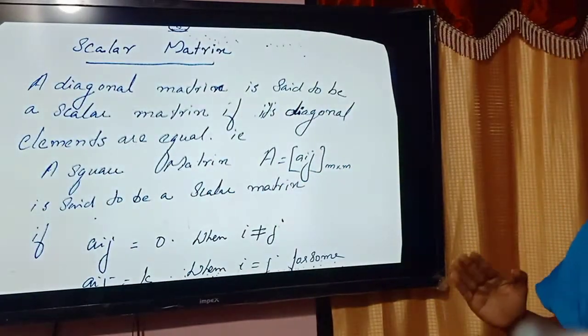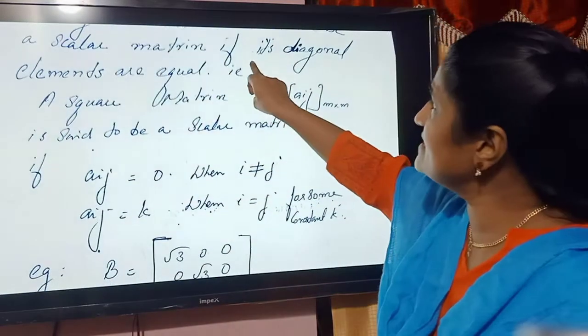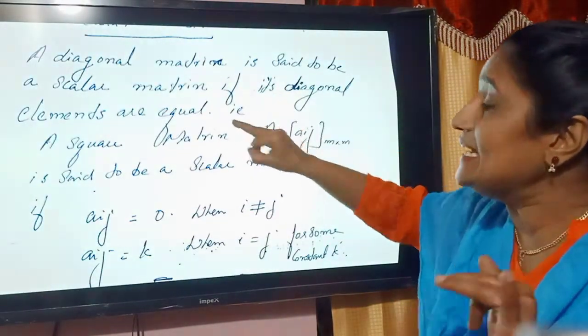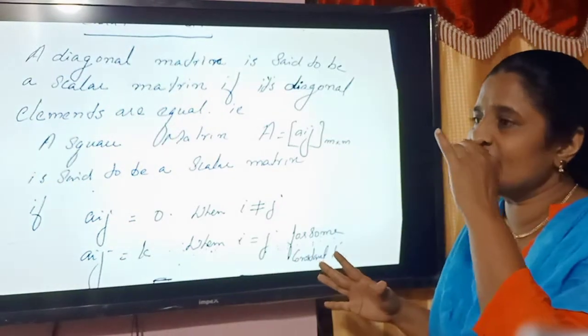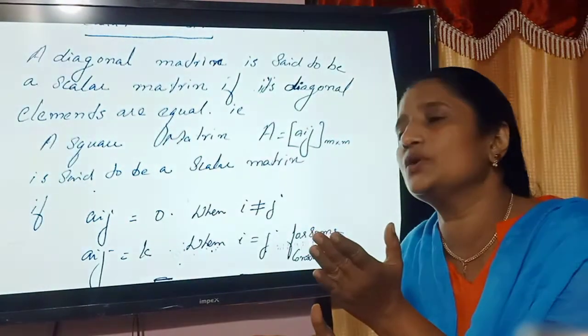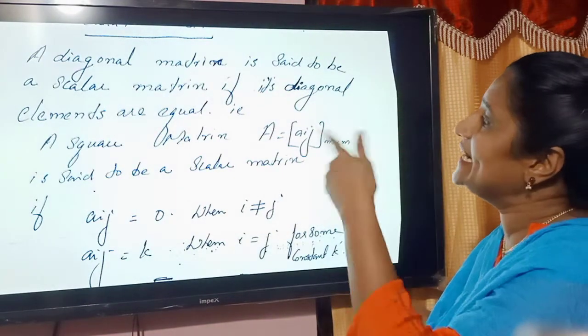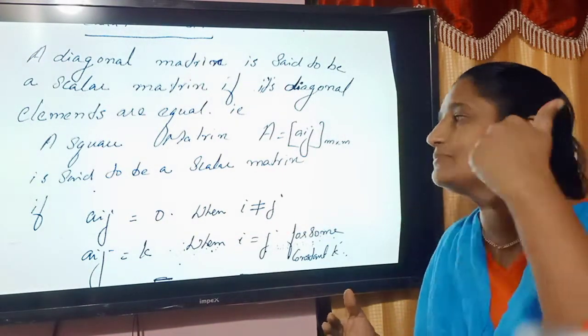See the series. A diagonal matrix is said to be a scalar matrix if its diagonal elements are equal. In the previous case we see that the non-diagonal elements are 0 and the diagonal elements can be any number. But in this case, all the diagonal elements are equal. Diagonal elements must be equal.